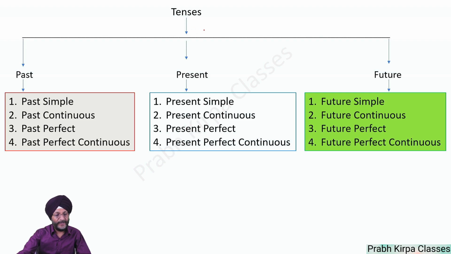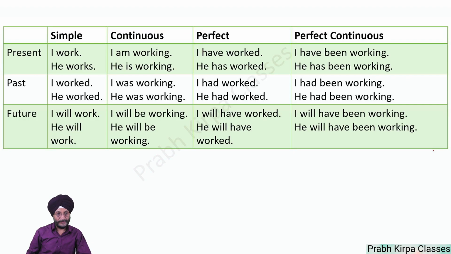We have given a pictorial figure of the tenses. You will see that tenses have been classified into three types: past, present, and future. Each of these tenses has been subdivided into four types. That is past simple, past continuous, past perfect, and past perfect continuous. In the same sense, present and future tenses are there. That is present simple, present continuous, present perfect, present perfect continuous, future simple, future continuous, future perfect, and future perfect continuous.